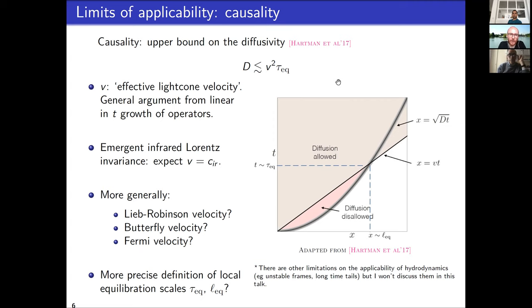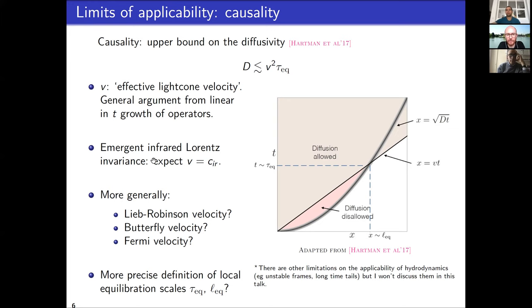And it goes as follows. Generally, for any microscopic system, you expect that if you look at some operator and you evolve it with time with the Hamiltonian, for instance, some spin chain, what you will see is that the size of the operator will grow linearly in time, just by commuting it with the Hamiltonian. So this linear in t growth of the operator, you can think of it as defining for you some kind of effective Lyapunov velocity, because you've got this straight line here, which tells you that whatever you do, you need to stay within this cone.